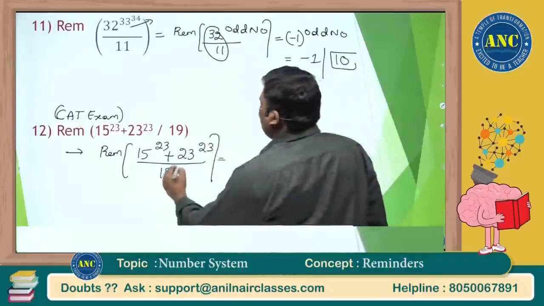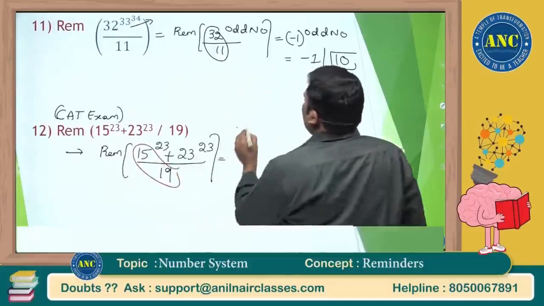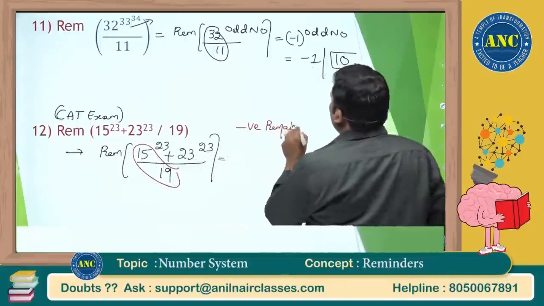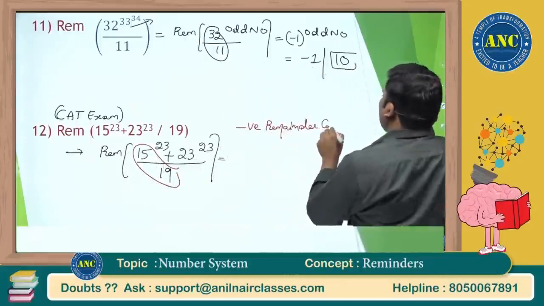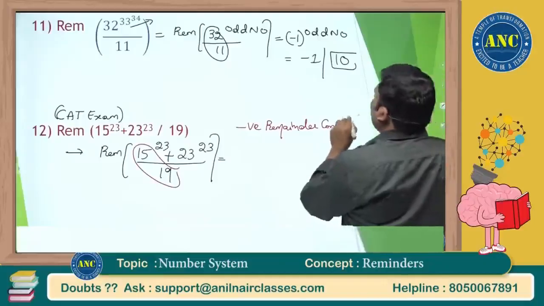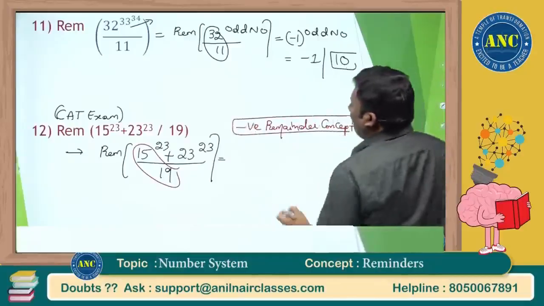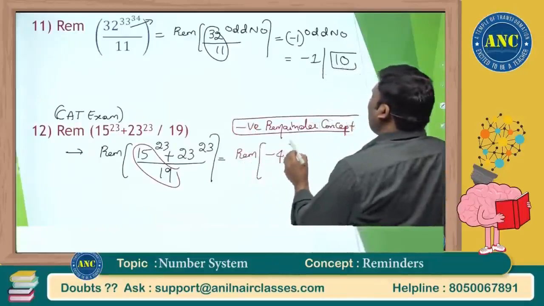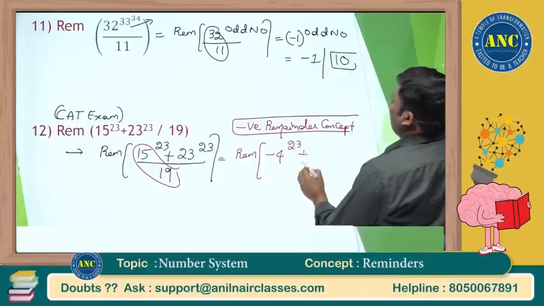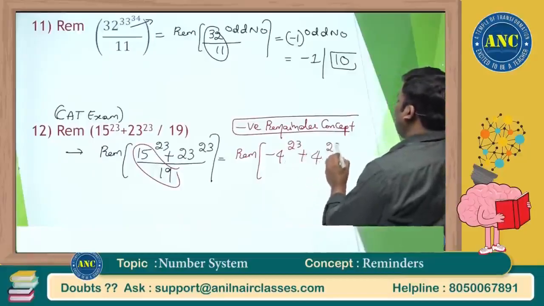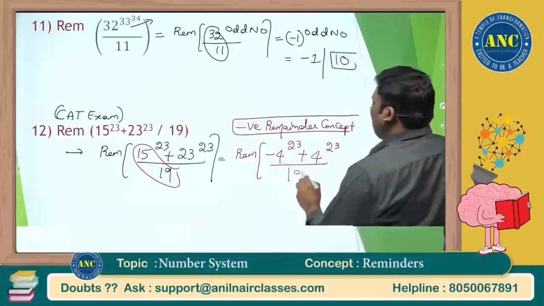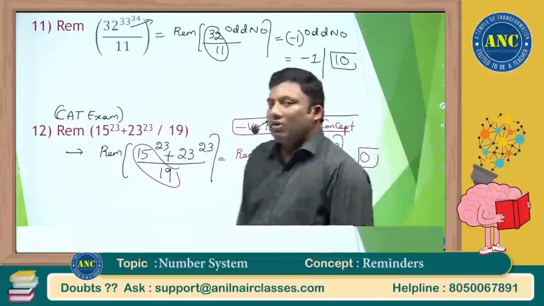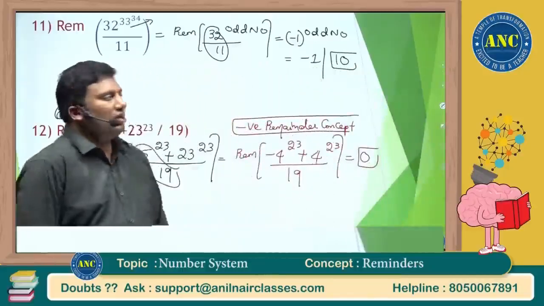The easiest method is using the negative remainder concept. 19 ones are 19, so the negative remainder is minus 4. Minus 4 power odd number, minus 4 power 23, plus 4 power 23. What will be the answer? The answer for this question is 0.